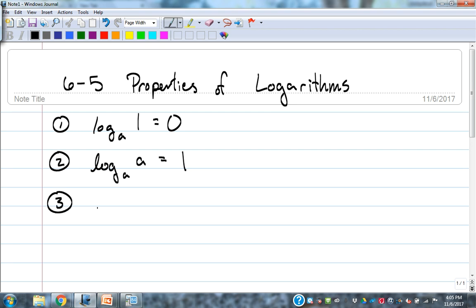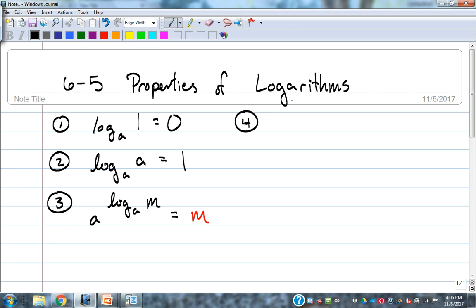Property number 3. Not that you need to know these by number or anything like that. I'm just numbering them. So make sure I get them all. A is the base and then an exponent of a log base A of M. What happens is the log base A and the base A cancel out and it becomes M. That's how that property works. The base A and the log base A cancel out in the same way that this log base A cancels that A to make a 1. It's the same kind of idea there.